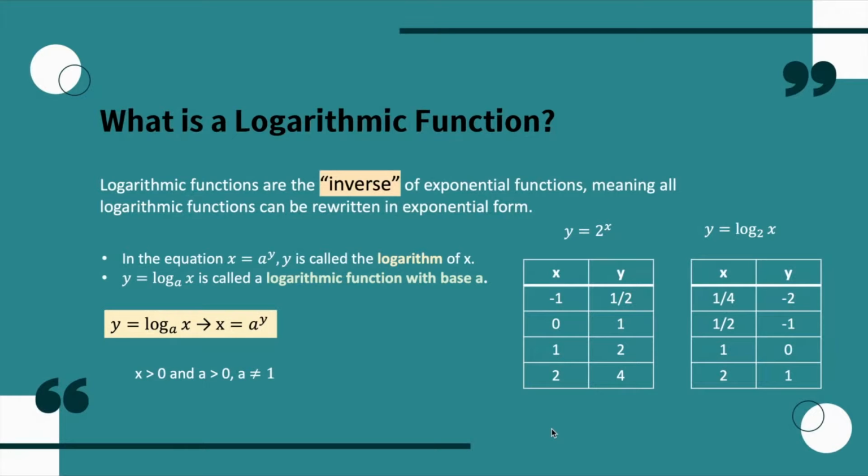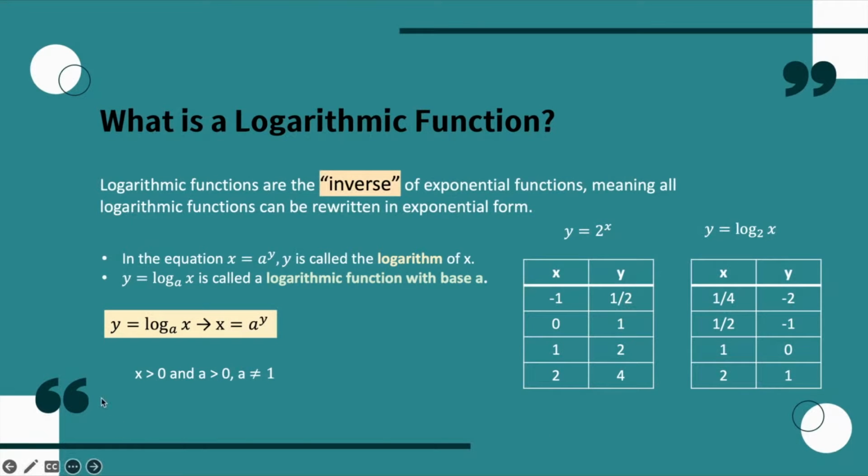In the two tables on the right, we have an example of an exponential function and a logarithmic function. The table on the left shows the x and y values of y equals 2 to the power of x, which is an exponential function. The table on the right shows the x and y values of y equals log base 2 of x, which is a logarithmic function with base 2. And these two functions are the inverses of each other.